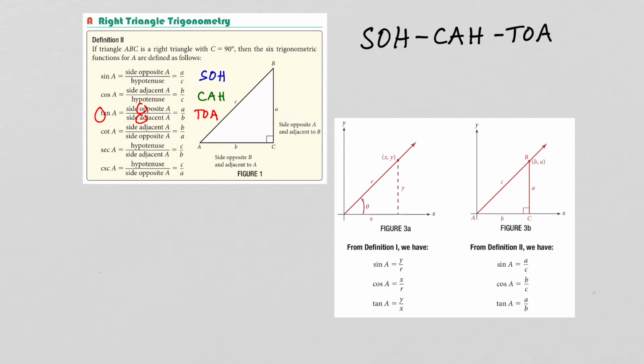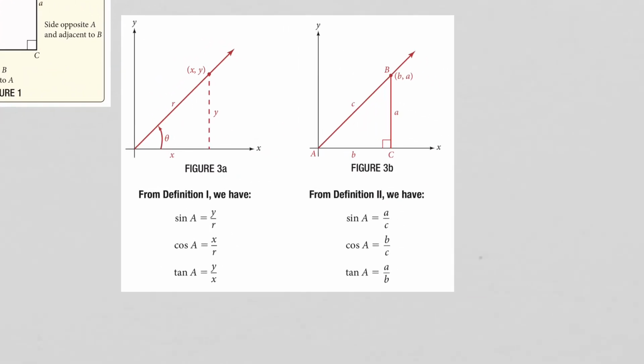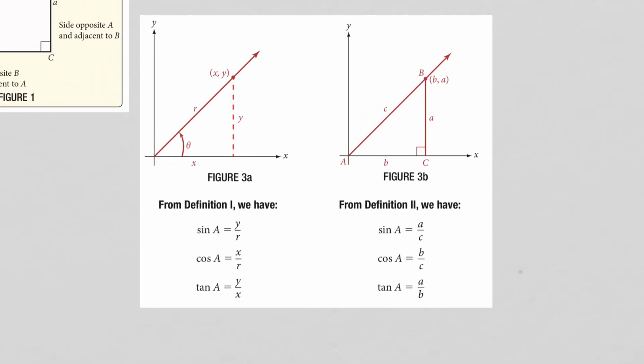Now what I want to show you next is that this second definition is actually equivalent to the first definition that you were given in Chapter 1. In Chapter 1, we defined an angle theta to be in standard position, and if we assume that that angle is in the first quadrant, this is what the picture would look like when you pick a point x, y on the terminal side of theta.